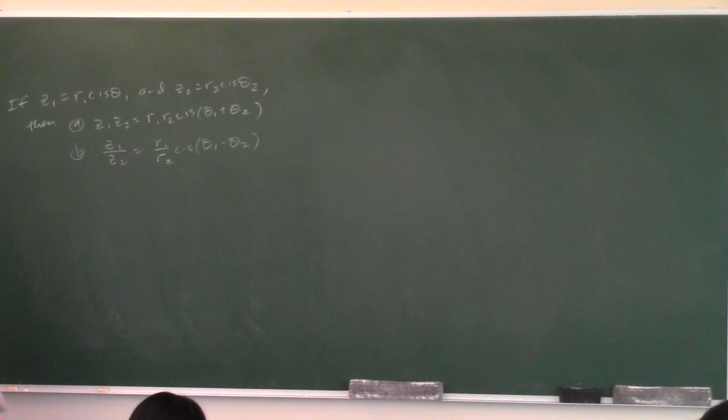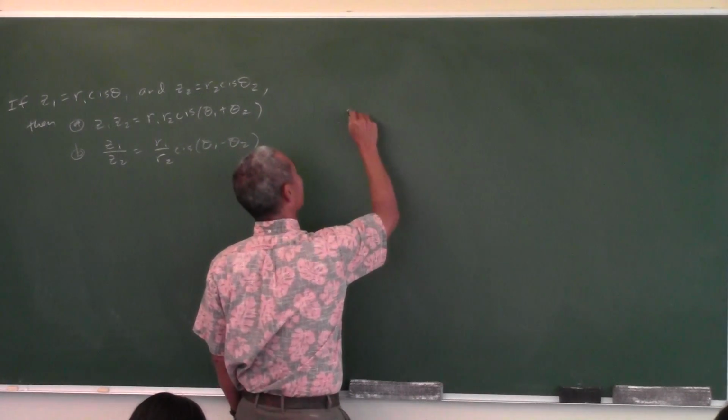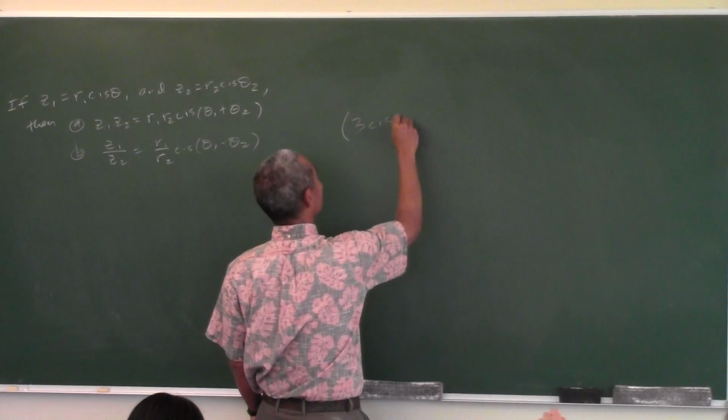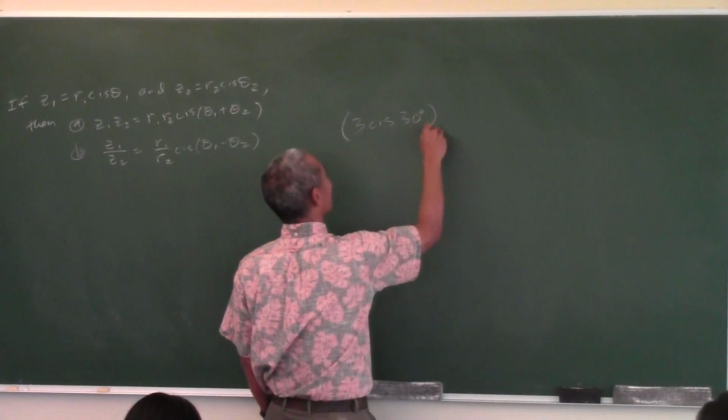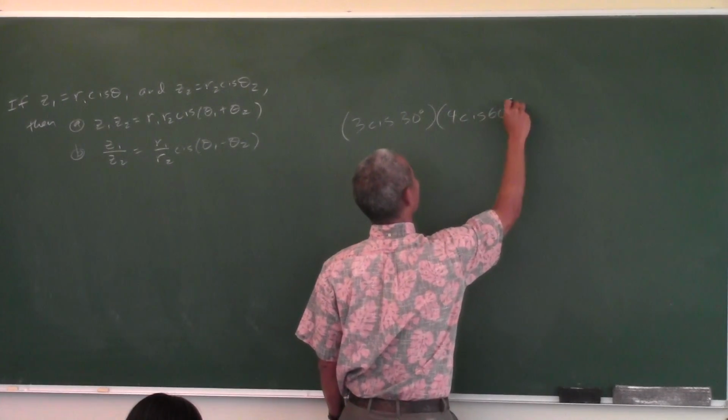Okay, do I have to give you an example? Yes. Okay, I will. Let's say I ask you to multiply this out: 3 kiss 30 degrees, multiplied by 4 kiss 60 degrees.